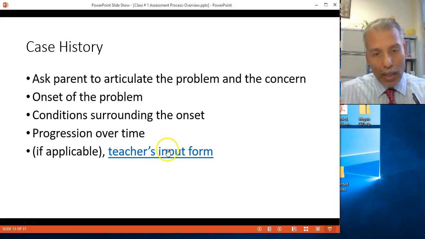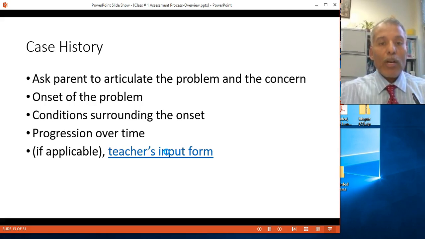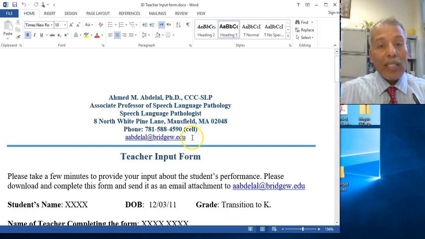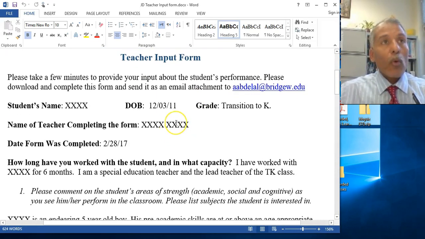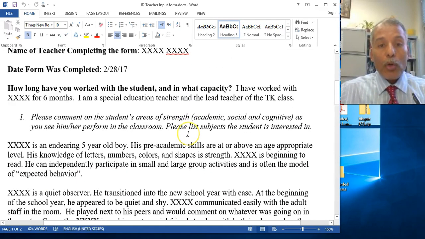So here's the teacher's input form that you give the teacher. I give a form simply asking two simple questions: list the strengths, list the areas of need, and that's it. And leave it open for them to express in their own words the nature of the problem as they see it exhibited in the class, for example, or at work or wherever, from their perspective. So say, please comment on the student's areas of strength, for academic, social, cognitive, and so on, as you see him or her perform in the classroom.